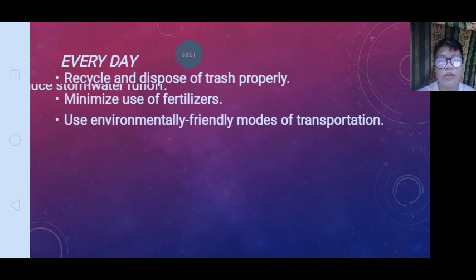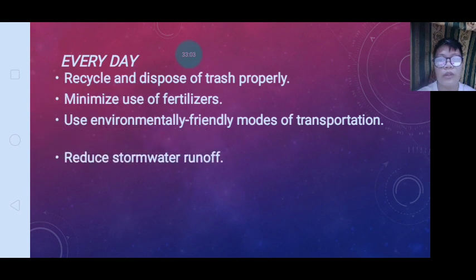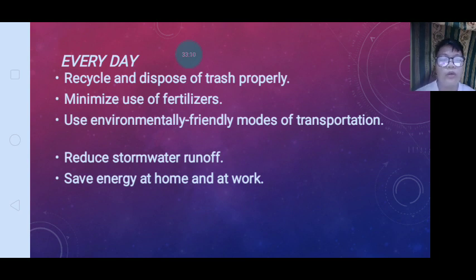Reduce stormwater runoff. Also, save energy at home and at work. This is the simplest. You can save energy at home by turning off lights and electronic devices when not using them, and buying energy efficient appliances such as Energy Star certified appliances. At work, try to turn the lights and your computer off when you leave.